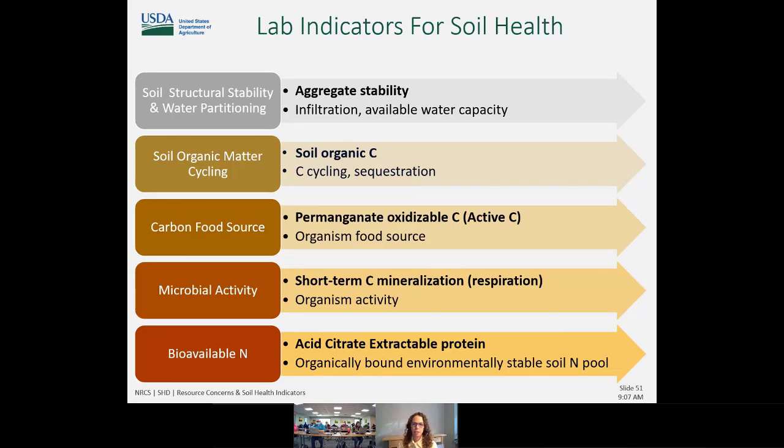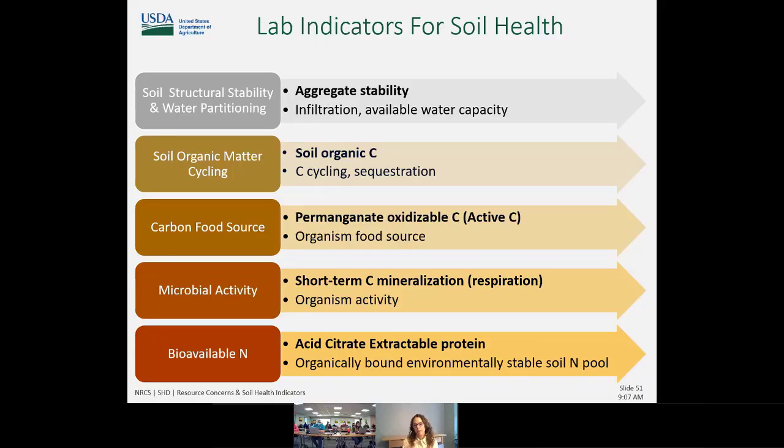The 5 indicators that are supported by the soil health testing activity 216 are aggregate stability, soil organic carbon, active carbon, and that's by the permanganate oxidizable carbon method, and short-term carbon mineralization, which is measured by respiration, and that reflects microbial activity, and bioavailable nitrogen. The recommended method is the acid citrate extractable protein, or ACE protein method.